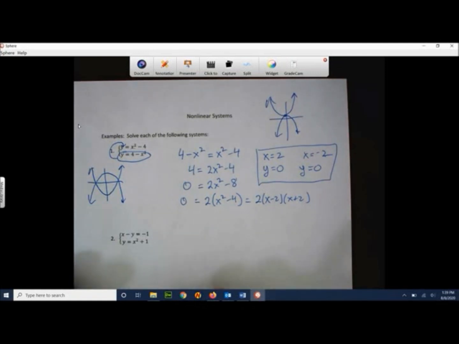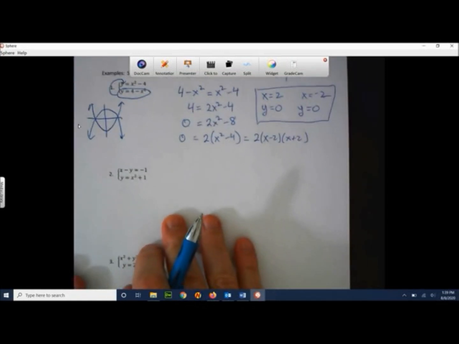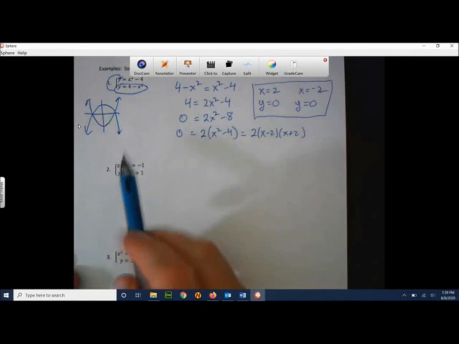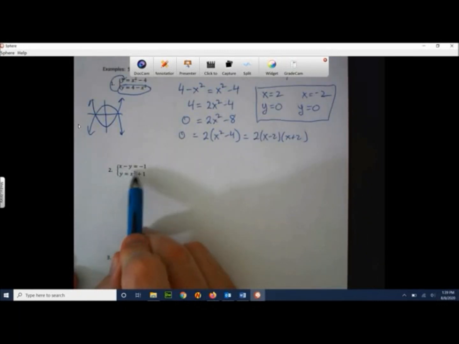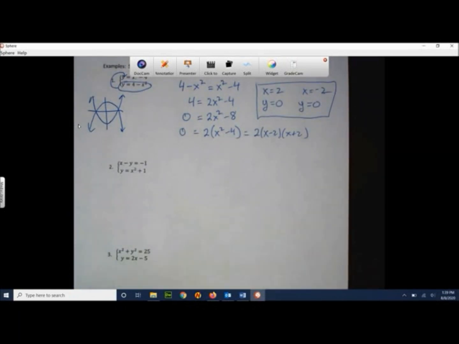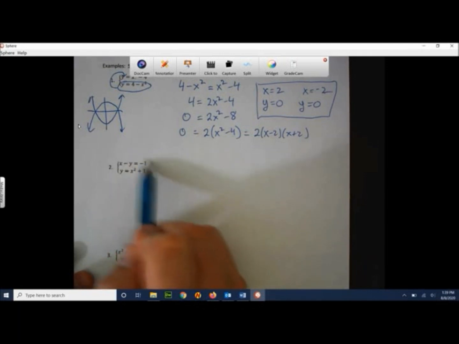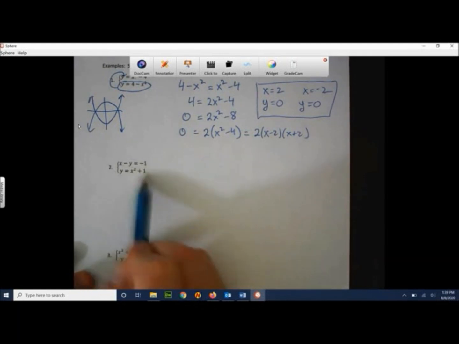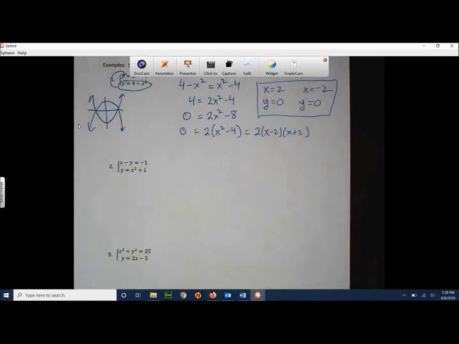All right, let's take a look at the next one. x minus y equals negative 1, and y equals x squared plus 1. Again, we should recognize what kind of equations these are. This first one is a line, and the second one is a parabola. And again, I think you could draw some pictures to convince yourself that a line and a parabola might cross at 1 point, might cross at 2 points, or might not cross at all.